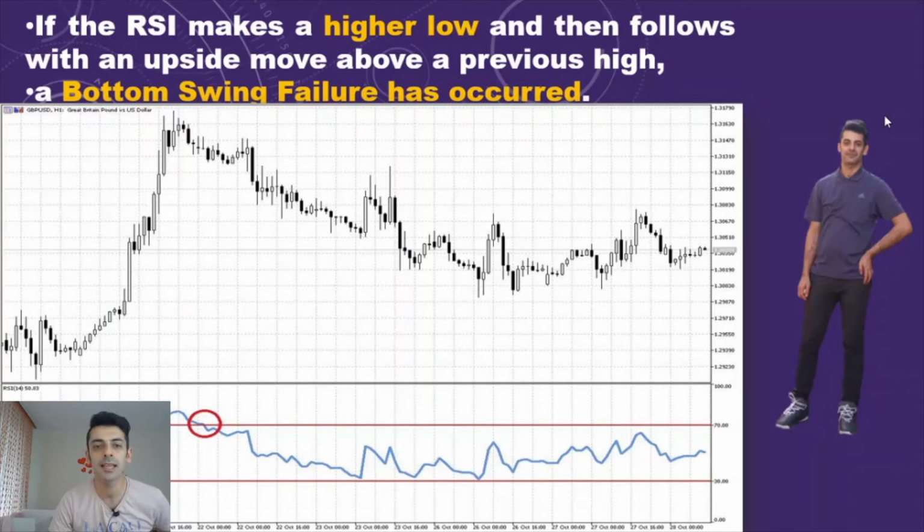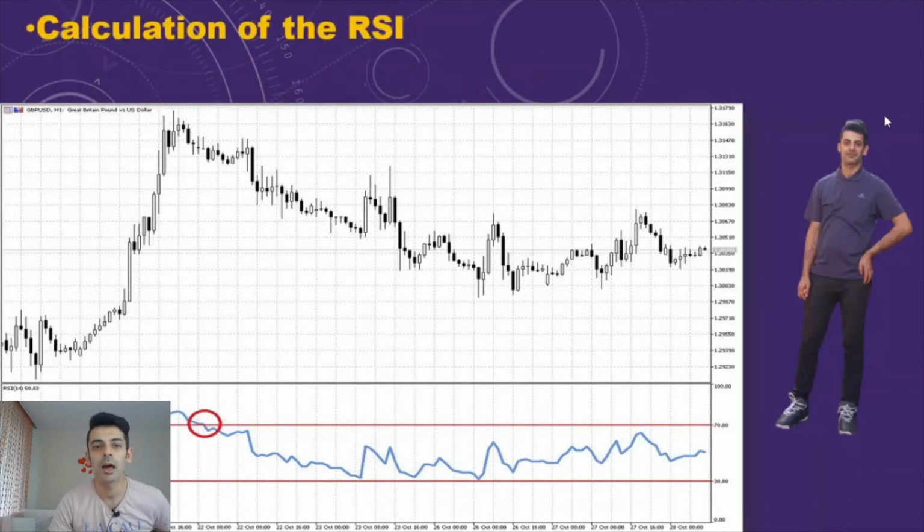Okay, let's talk about calculation of the RSI. By using the formulas above, RSI can be calculated, and the RSI line can then be plotted beneath an asset's price chart. The RSI will rise as the number and size of positive closes increase, and it will fall as the number and size of losses increase.